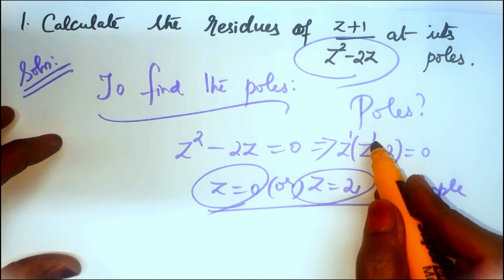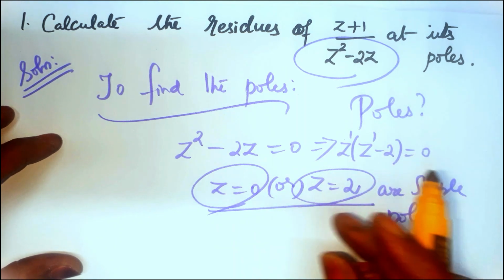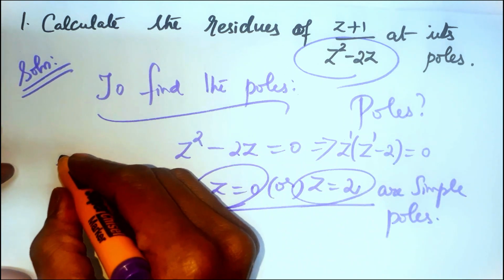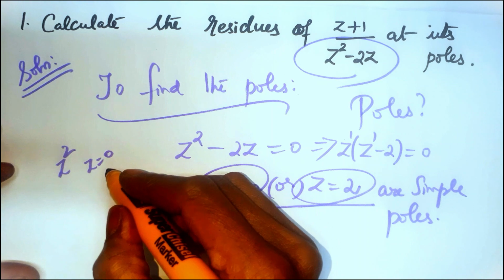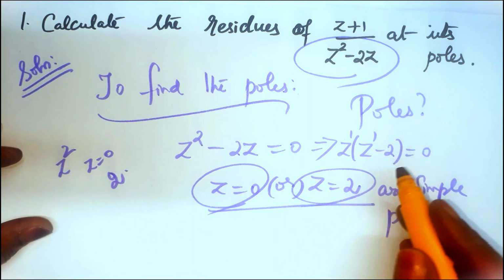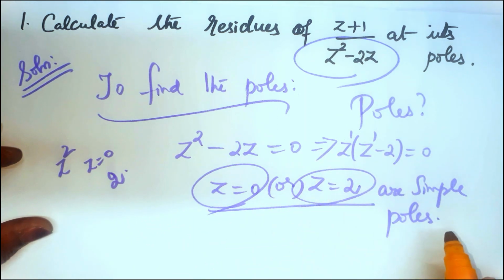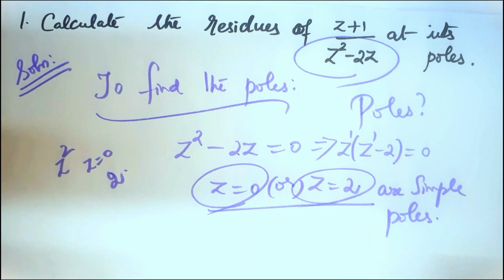If they have the power 1 it is a simple pole. If they have multiple power we have to write the pole of order. For example, if we have a term like z squared, then z equal to 0 is the pole of order 2. But here both are having power 1. So z equal to 0 and z equal to 2 are poles of order 1. That is, in short, we can call them simple poles.